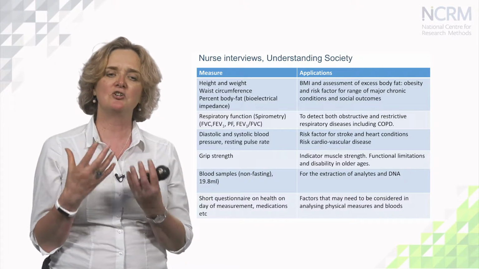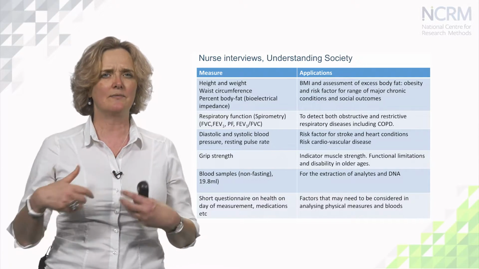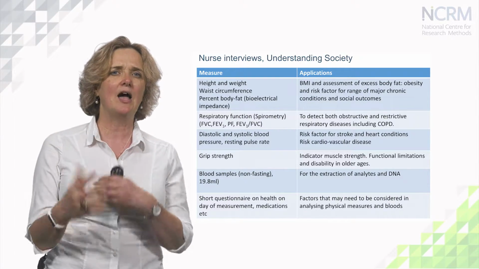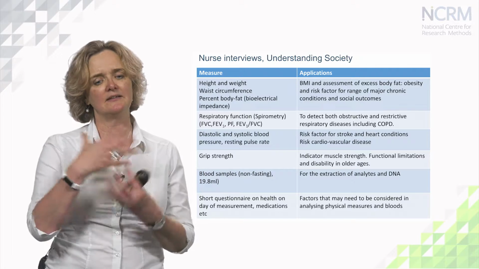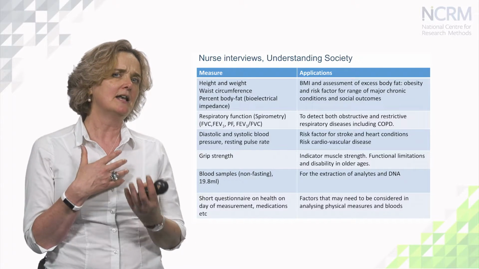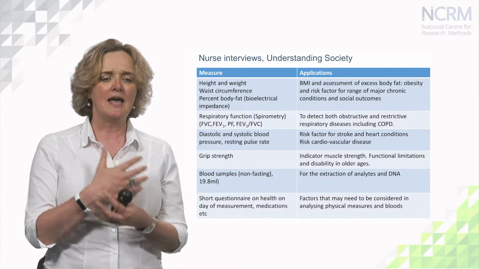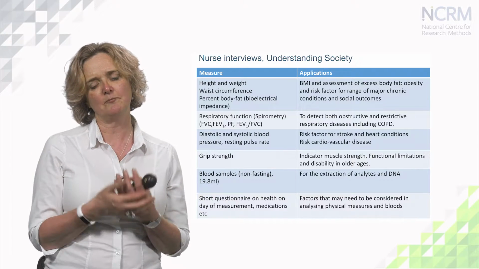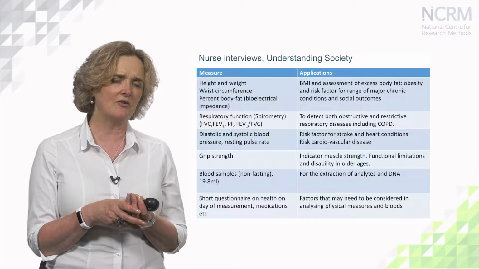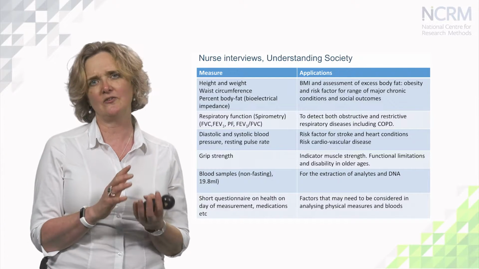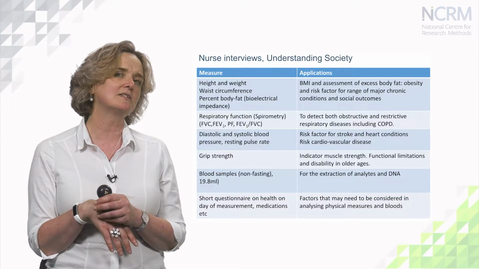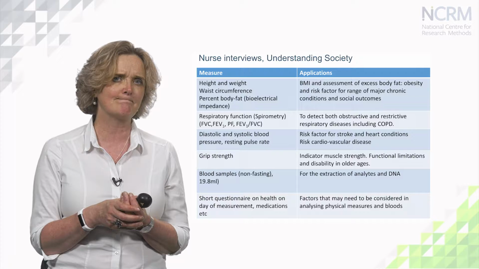So we measured people's height and weight and their waist circumference and body fat, all as a way of understanding their body shape and levels of BMI and obesity. And obesity is a problem for a whole range of health issues, but we also see it's associated with other things. For example, it's associated with employment opportunities.